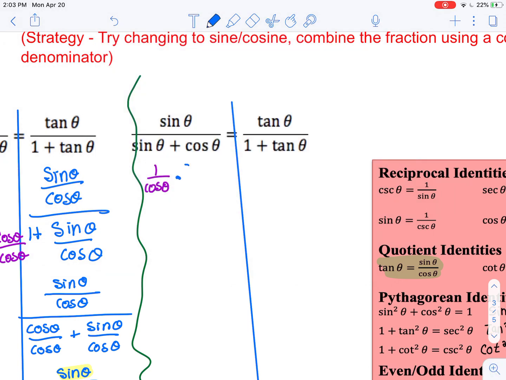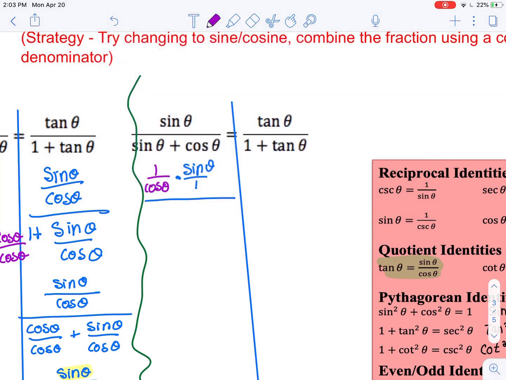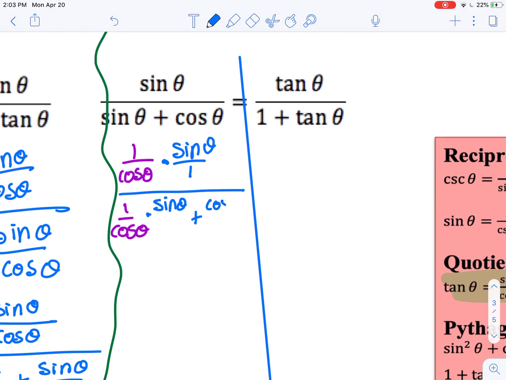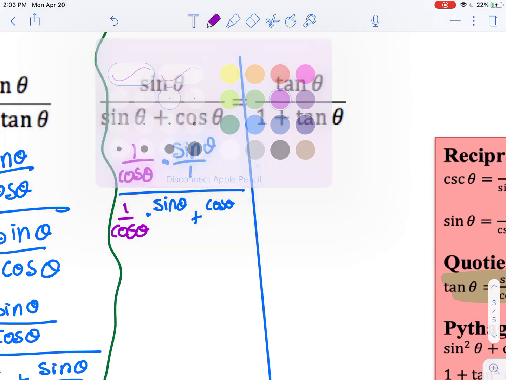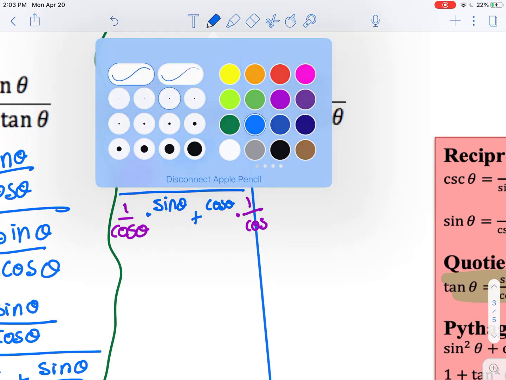I can multiply sine by 1 over cosine. That's going to give me tangent. And then if I multiply sine by 1 over cosine on the bottom, I'm going to get tangent, and I need a tangent on the bottom. And if I multiply cosine by 1 over cosine, those are going to cancel, and I get my 1.